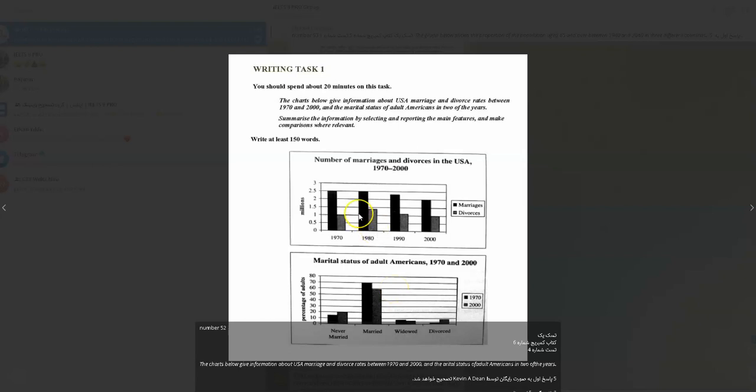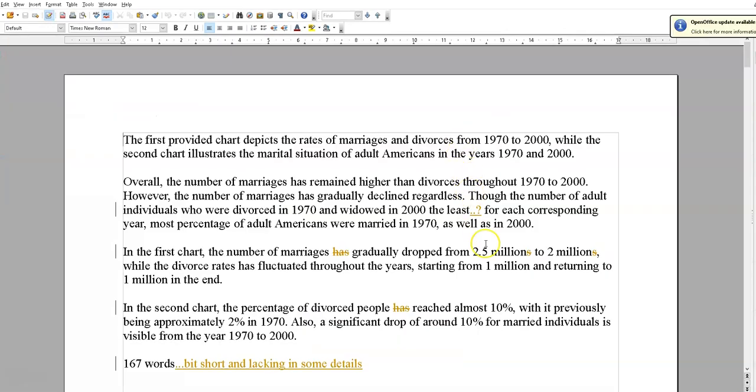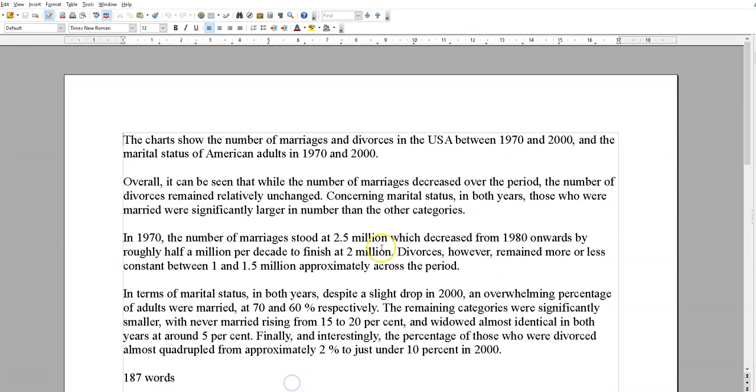Okay, so key features we can see: marriages, though declining somewhat, are still more than divorces, which, despite some fluctuations, more or less remained the same. We can see the start and end point is 1 million. So that's going down, that's more or less unchanged. Marital status, that's the biggest, that's the smallest, etc. It's like I keep saying every week about these key features: clearly identify and highlight the key trends or features.